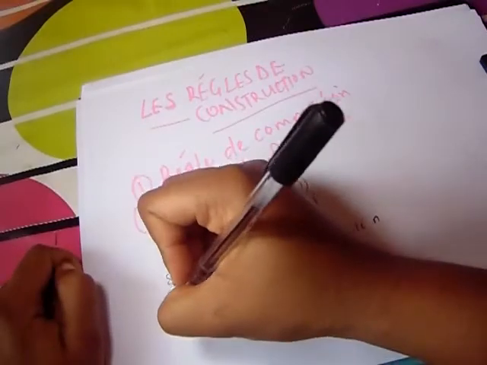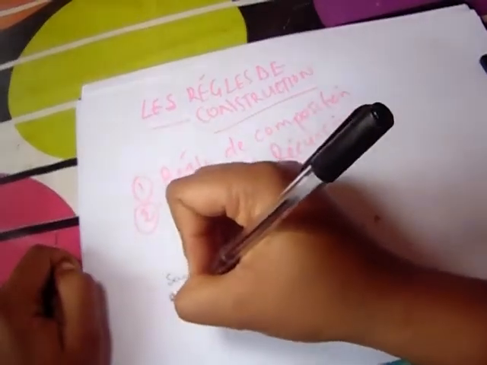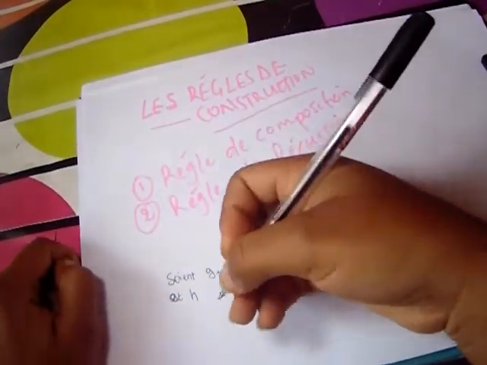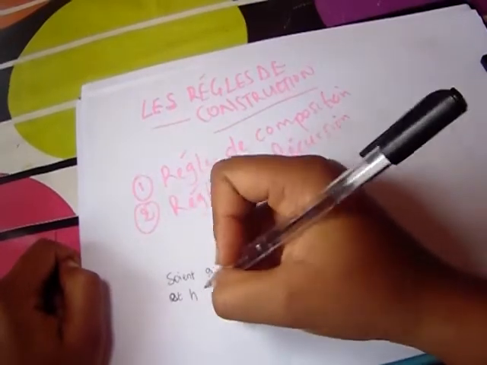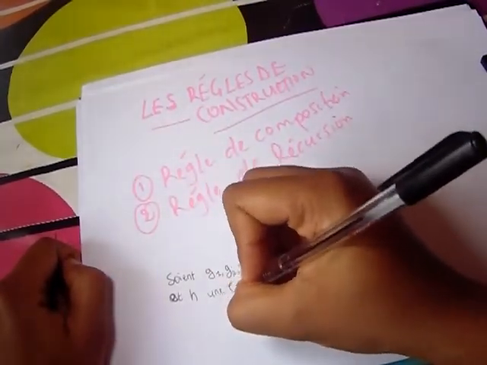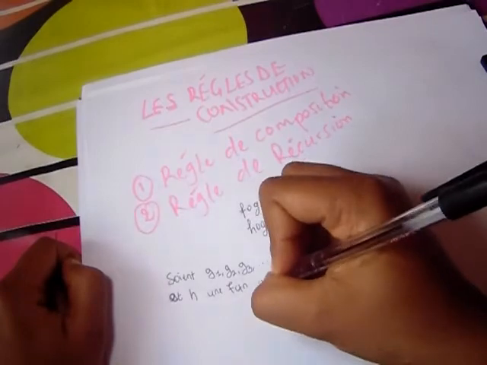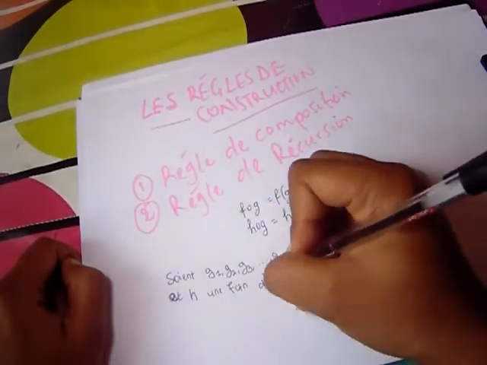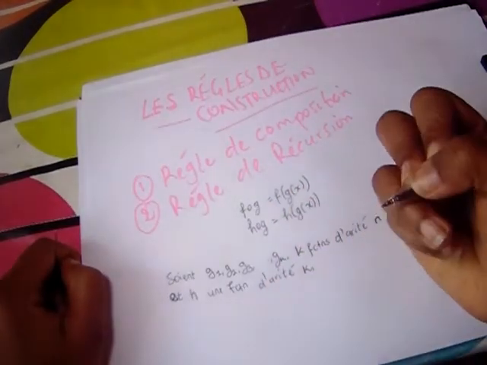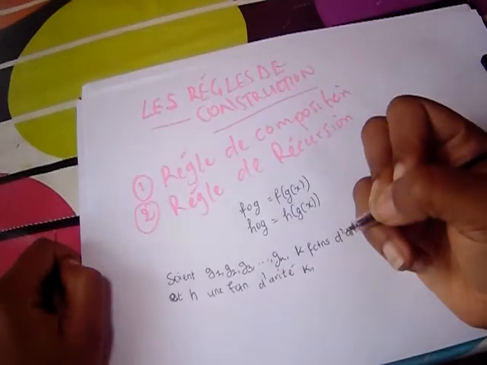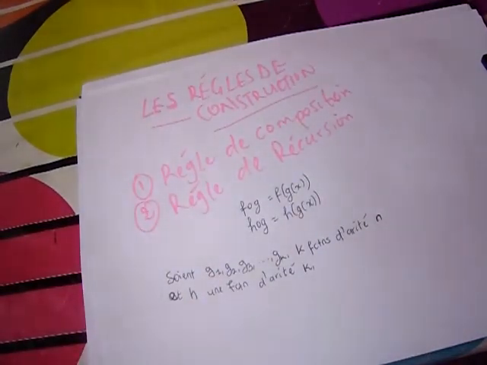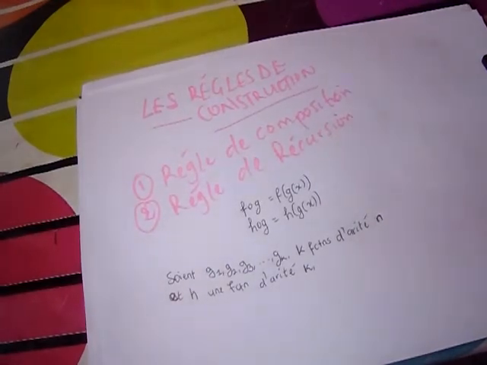and h une fonction d'arité k. I'll stop here so I can break it down. Soit g1, g2, g3 jusqu'à gk, k fonctions d'arité n, et h une fonction d'arité k.